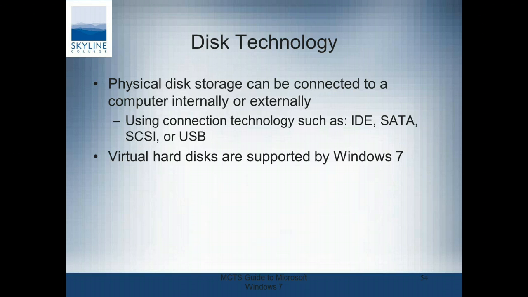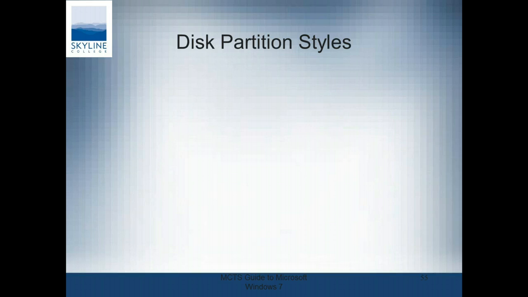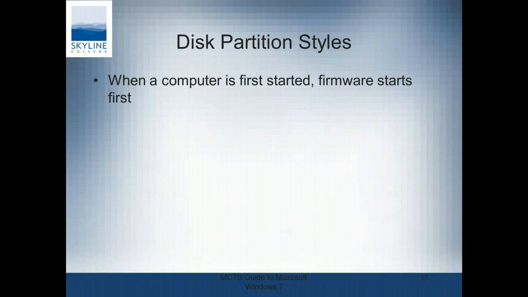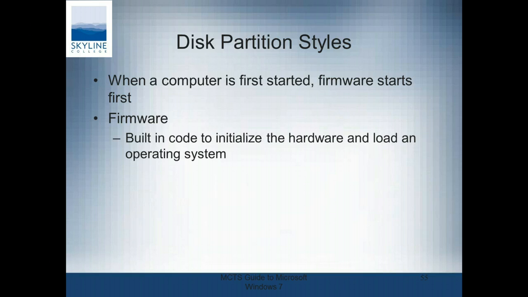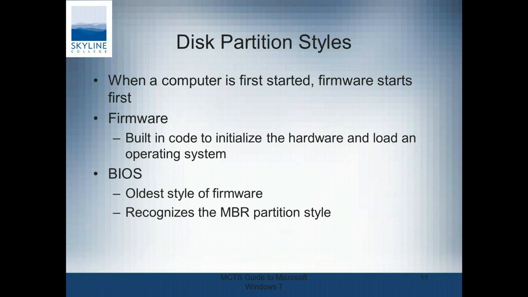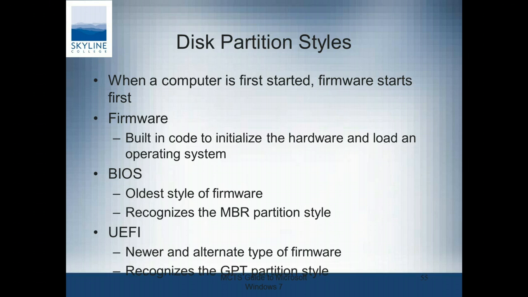Virtual hard disks are supported by Windows 7. VHD is just an area reserved on the disk for control. It's a file. That's why virtual machines are a lot easier to use in an environment like this, because if something happens to it, we can recreate one pretty quickly. I would say disk partitioning styles, firmware built in. We'll talk about these more when we get to disk management. We're going to have two disks, a basic disk and a dynamic disk, when we create these things.